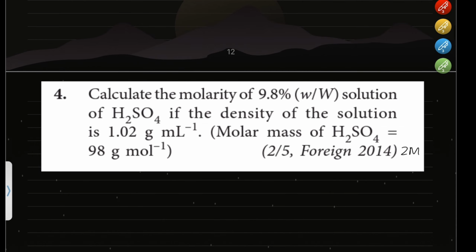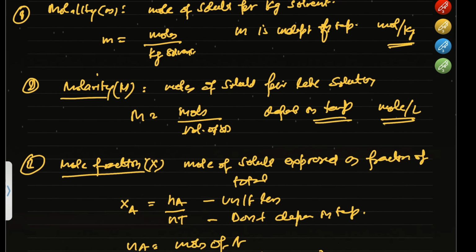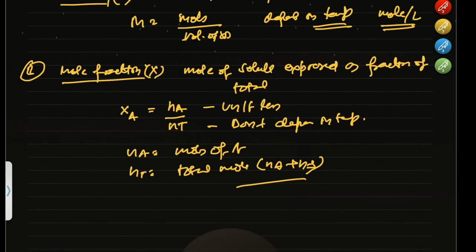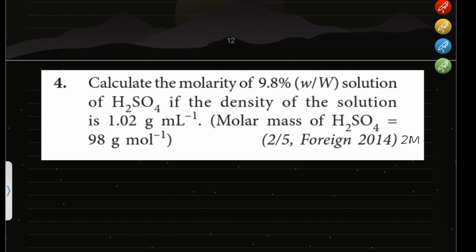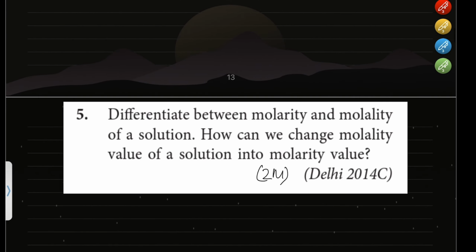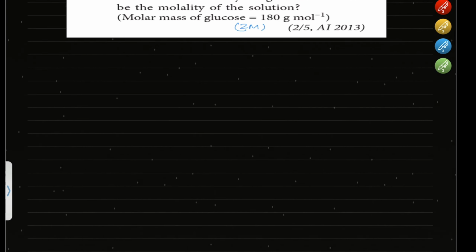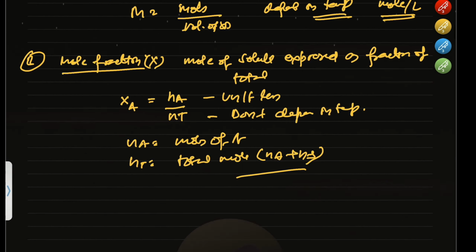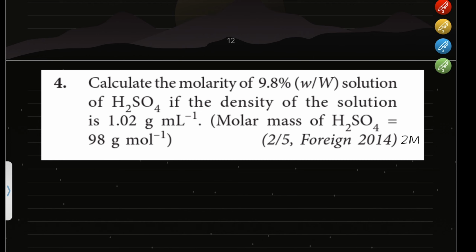Now move to the next question, which is again a numerical question, a 2 mark question. Question 4 is 2 marks. Question 5 is also a 2 marks question. Question 6 is 2 marks. Question 7 is 2 marks. Okay, this is a 2 mark question.